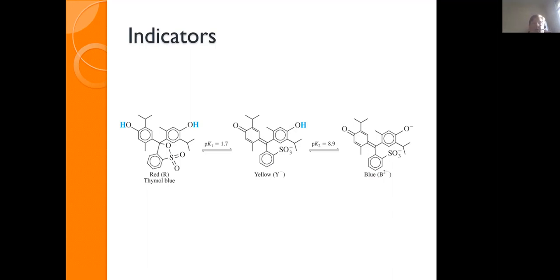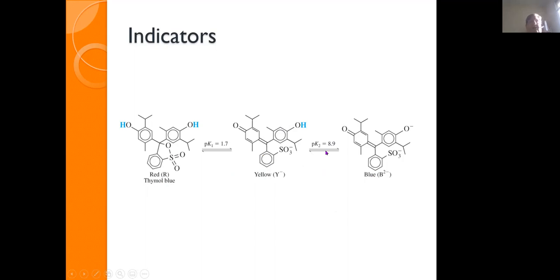So the colors will change at the pKas. Remember that below pK1, it will always be predominantly this form, and above pK1, it will be predominantly this form. And so that's where you see that color change. If you're right near the pKa, you might get a combination of red and yellow, so you might see orange. Similarly here, yellow and blue, you might see green for a pH of around 8.9.